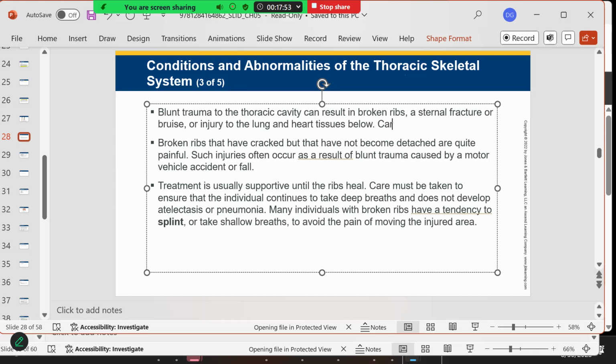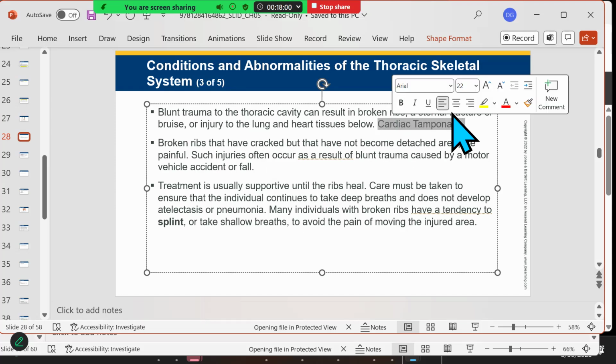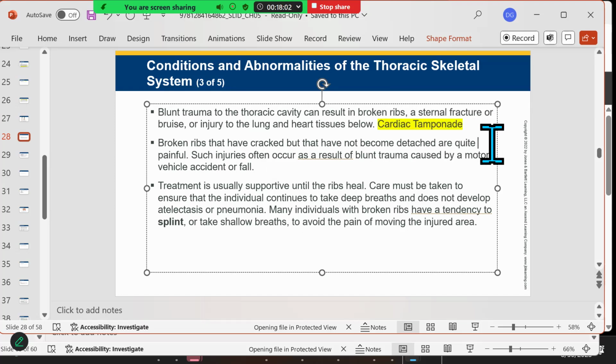I think I'll just type that up for you so that you will have that. That's fluid, maybe blood, in the sac around the heart and does need to be treated. There's a procedure called a cardiac window, pericardial window, where we do that.